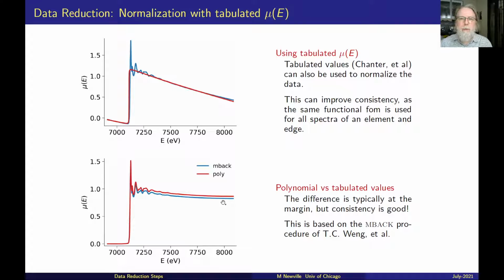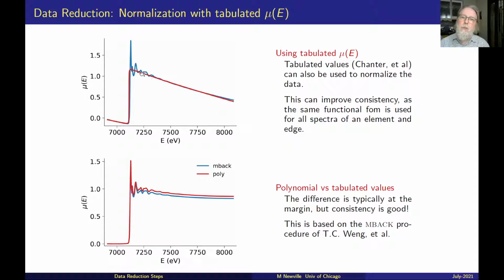There is another way to normalize the data. Instead of using a linear fit to the pre-edge and some polynomial to the post-edge, that's to use tabulated values of mu of E. These values for mu of E, not including XAFS, are tabulated at the atomic level, say from Chantler et al. There are other tables that could be used. So we could use this sort of known shape where it does drop as E to the -3 with energy, and the edge shape is sorted, or the edge position is known reasonably well.